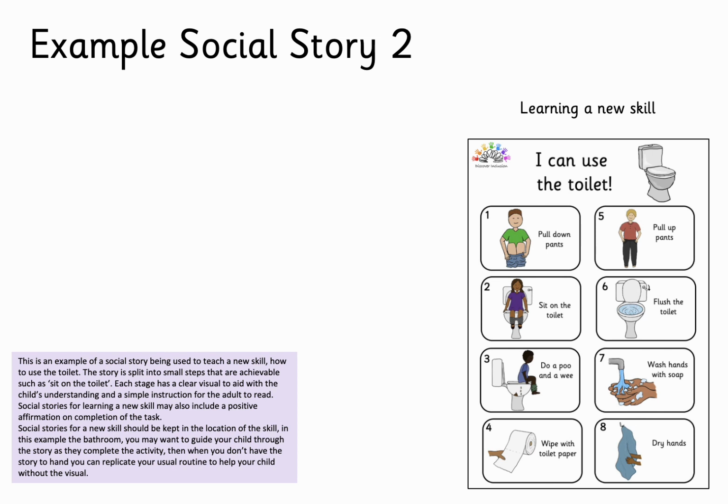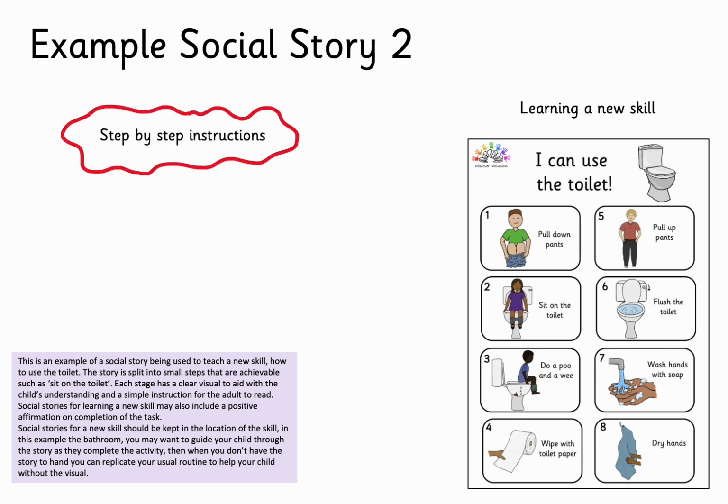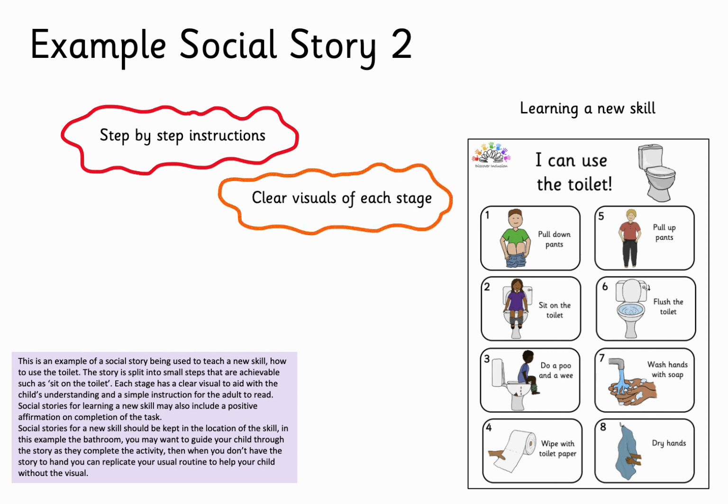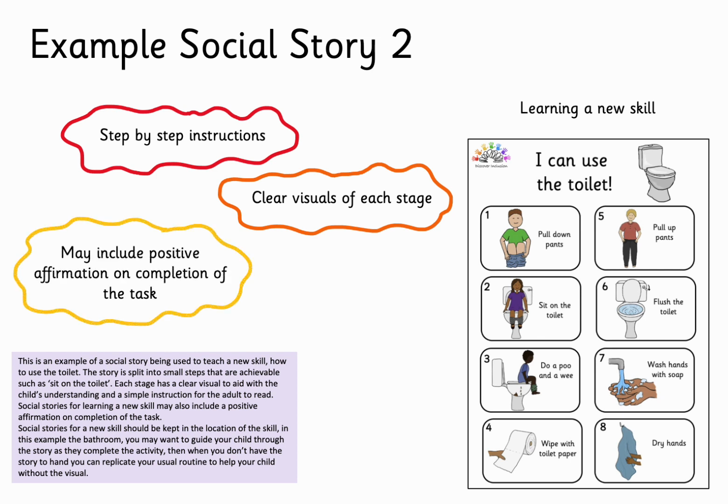This is an example of a social story being used to teach a new skill, how to use the toilet. The story is split into small steps that are achievable, such as sit on the toilet. Each stage has a clear visual to aid with the child's understanding and a simple instruction for the adult to read. Social stories for learning a new skill may also include a positive affirmation on completion of the task.